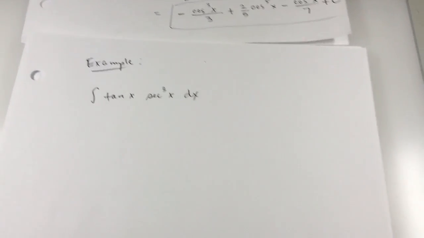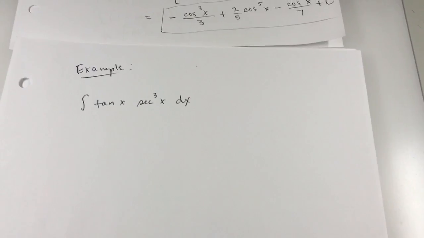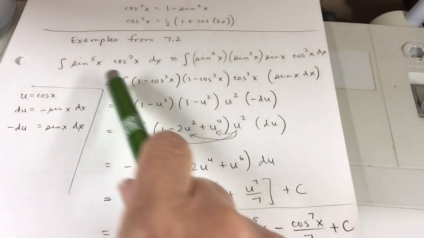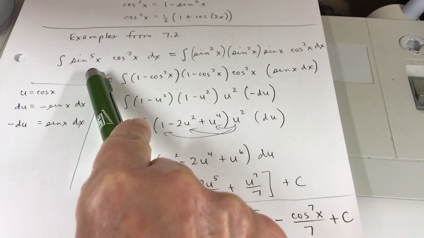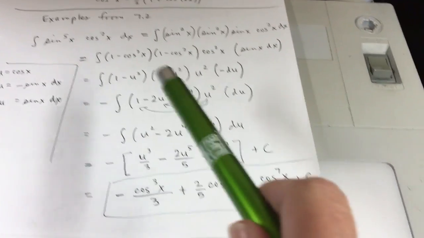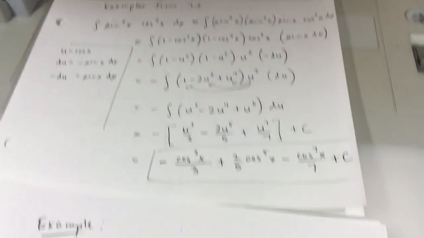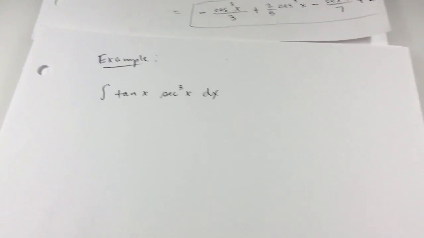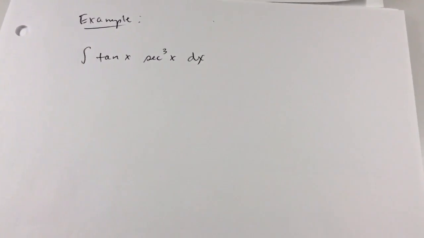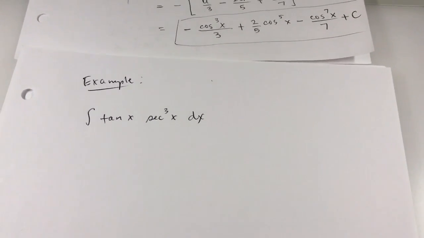Okay, now in 7.2, you're going to have a lot of problems like the one we just did, where you're doing sine raised to some power. You can't see that, can you? And then cosine is raised to some power. And then you'll also see some like this one, where you have tangent raised to some power. In this case, tangent's raised to the first power. And then secant is raised to some power. So they're a lot alike. This one's a lot like the one we just did.